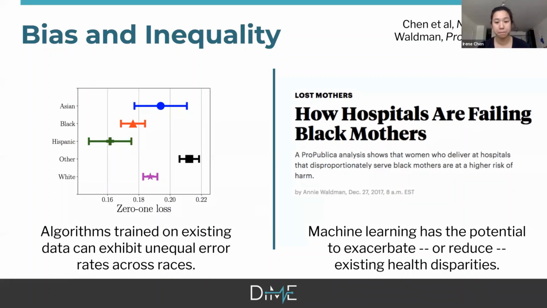That's really important. On the right side, we actually know that the system is already full of bias and inequality. For example, in one particularly famous analysis, ProPublica did this in 2017, we know that Black mothers in America die in childbirth at 5 times the rate of white mothers. The optimist in me actually sees this as a potential area for machine learning to improve inequality rather than contribute to it. I'm happy to talk about that more to anyone who's curious. Next slide.